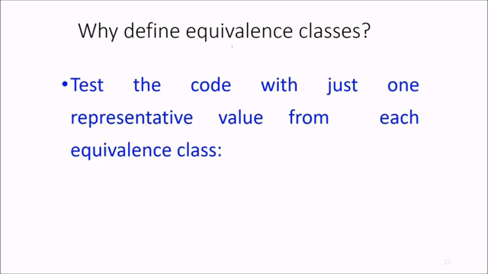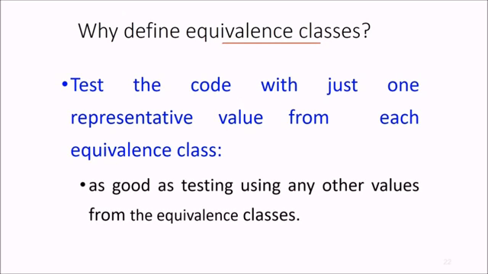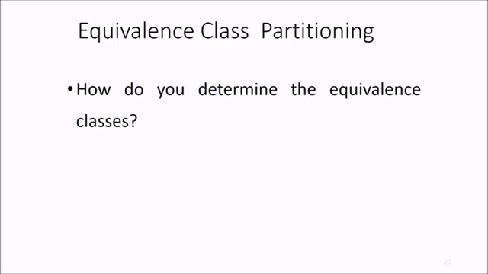So why are we required to define an equivalence class? Just test the code with one representative value from each equivalence class. Why create a large test suite? As I suggested, a large test suite is not the criterion for uncovering errors. Testing with one value is as good as testing using any other values from the equivalence class. So if you partition carefully, you can just take out one value and check it.